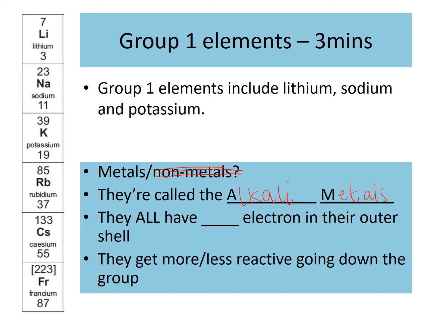They are in group 1, so they all have 1 electron in their outer shell, and as they go down the group they actually get more reactive. Let's cross that out. So just take a couple of minutes to fill in that information and copy down what you see in the blue boxes and press play when you're ready. Okay, so let's move on to the next slide.